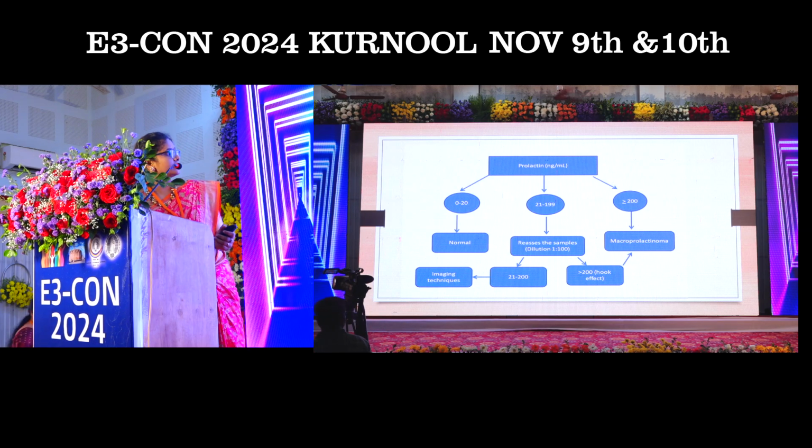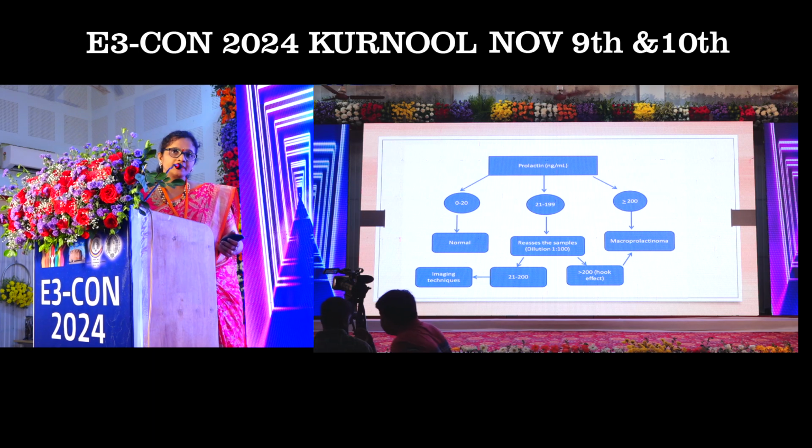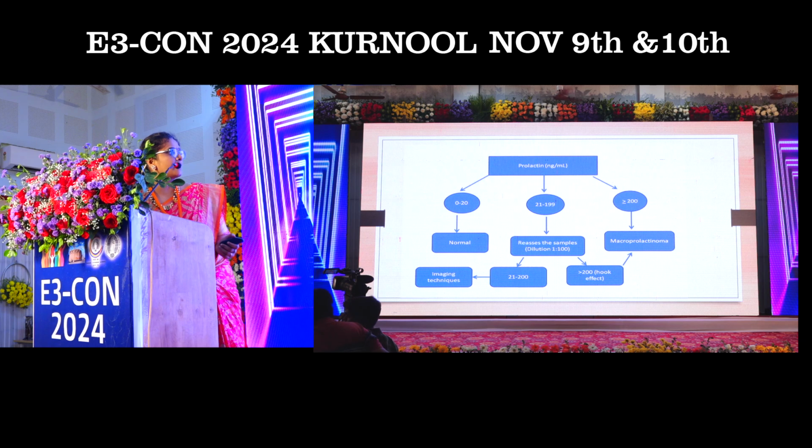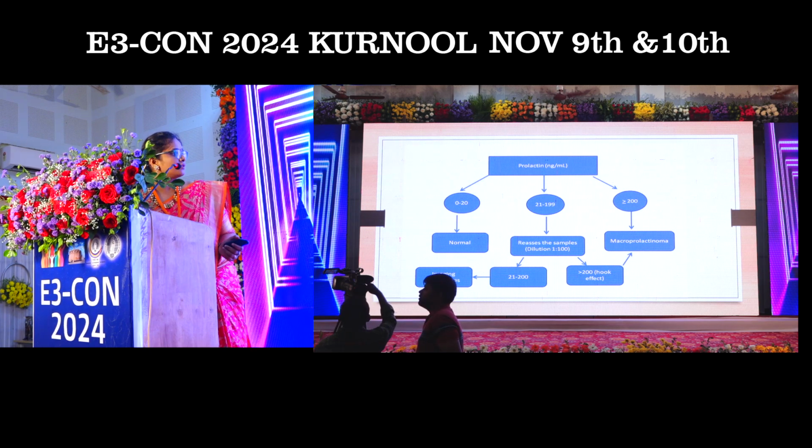Prolactin normal values are 0 to 20. If it is 21 to 199, don't jump into treatment. We have to repeat the sample and reassess after 1 month. If it is more than 200, we have to consider macroprolactinemia and go for imaging techniques like MRI.